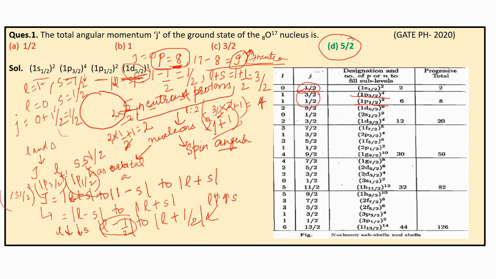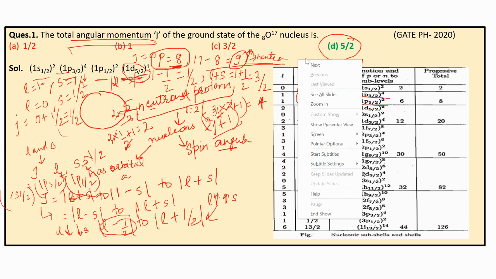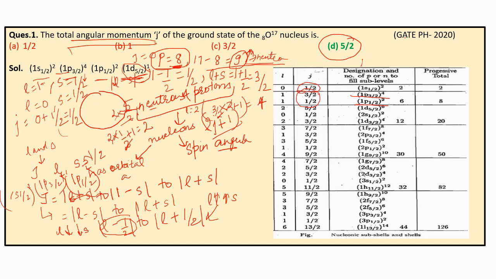See, in this question only angular momentum is asked. Suppose they asked you to find the parity also, how would you have performed it? Currently we are asked only angular momentum. So if such a question comes in the examination, where you have to find the angular momentum and parity, then parity is very simple.